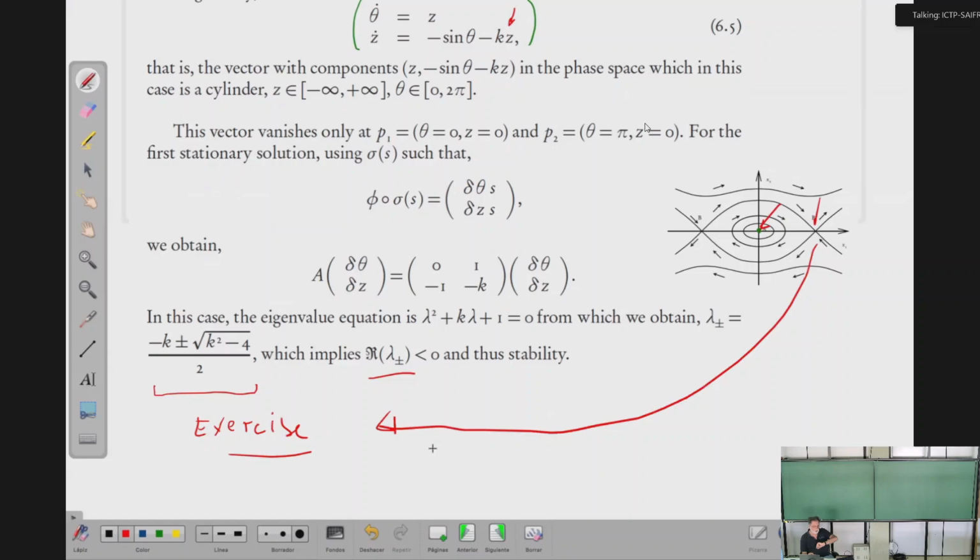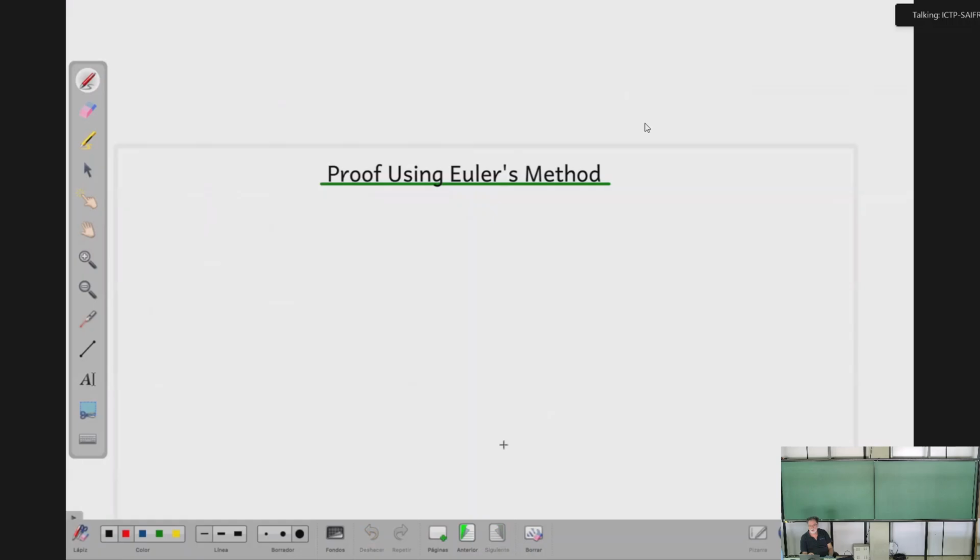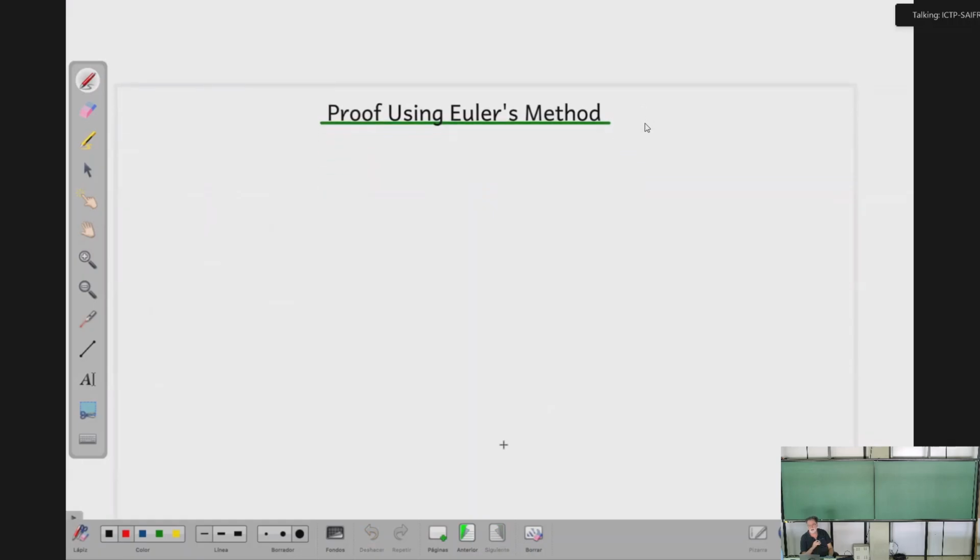Okay, let's take a break. And now in the next one, we are going to use Euler's method to prove the theorem. So let's get together at 11:45.